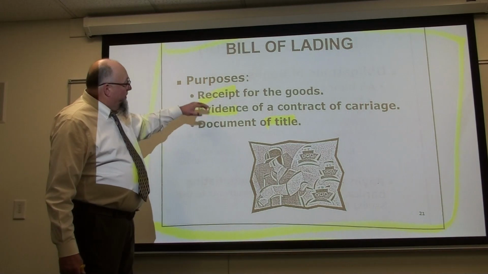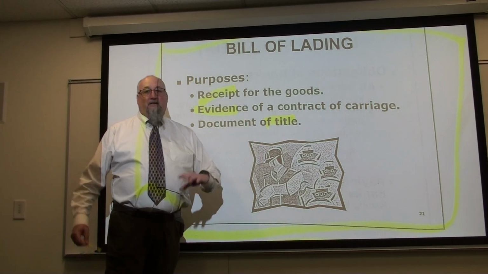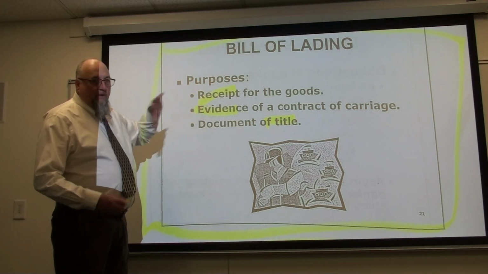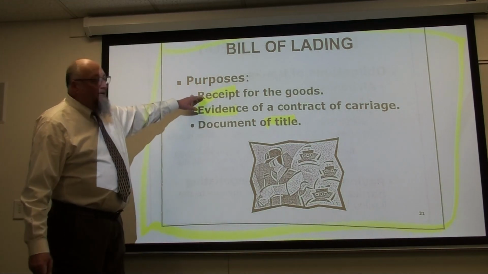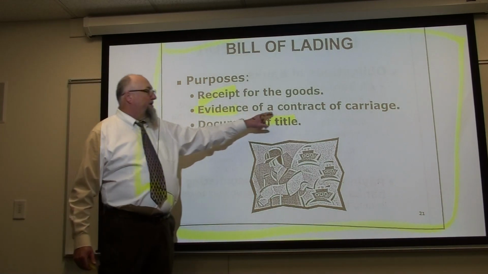I've had cases where the truck driver didn't count properly, and then you get into a whole dispute about that, but we won't get into those details. So, a receipt for the goods. Number 2 is evidence of a contract of carriage.